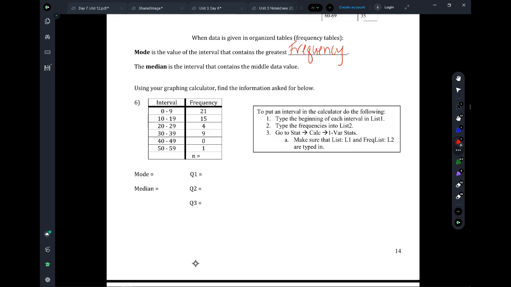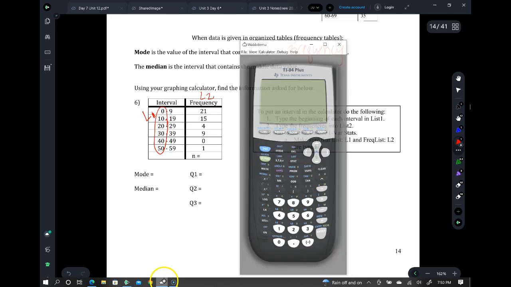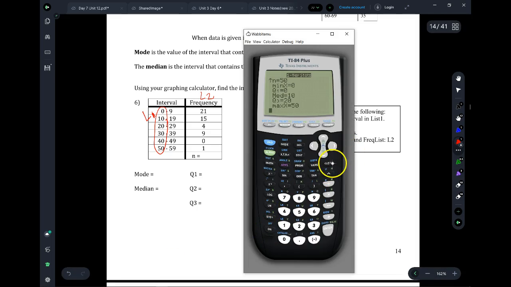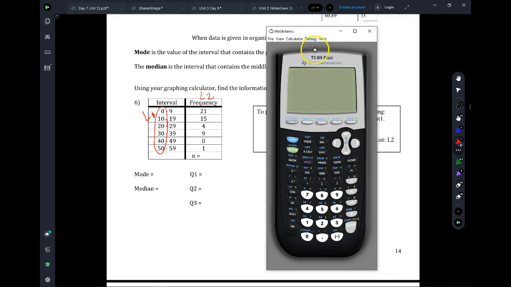Just like we did the other day, even though we don't have a single number, what we're going to do is type only the lower bound of the interval in L1, and then we're going to type our frequencies in L2, just like we did yesterday. So stat, edit. I already have these numbers typed in, so if you'd like to take a second and type those in, that'd be great.